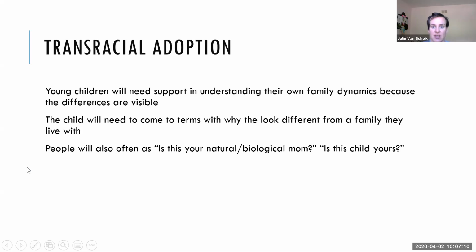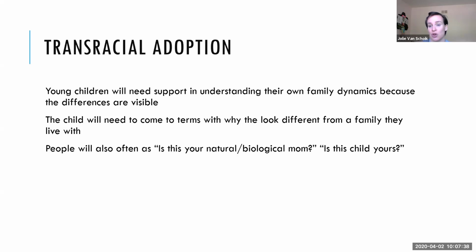Transracial adoption is another issue as well, because people are quite nosy. And so if your mom's Black and your dad's white, and you are mixed race, you'll get a lot of questions. If you look more like one or you look like a mixture, is this your real mom? Is this your natural mom? Which is kind of a weird thing to be saying. And I'm not sure that people at the grocery store need to ask questions like that, but they do.